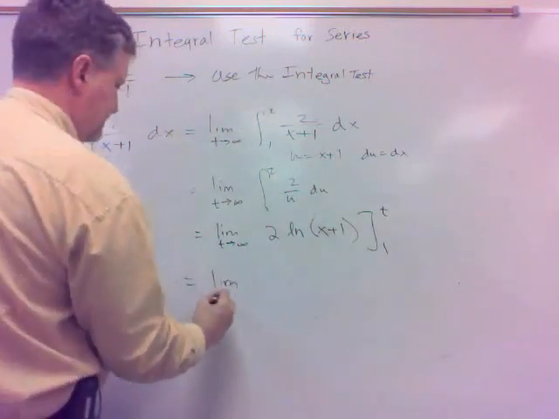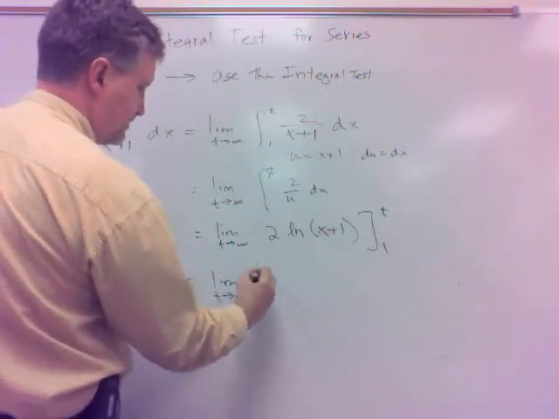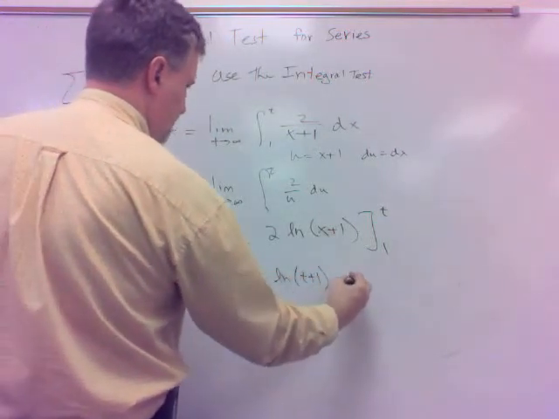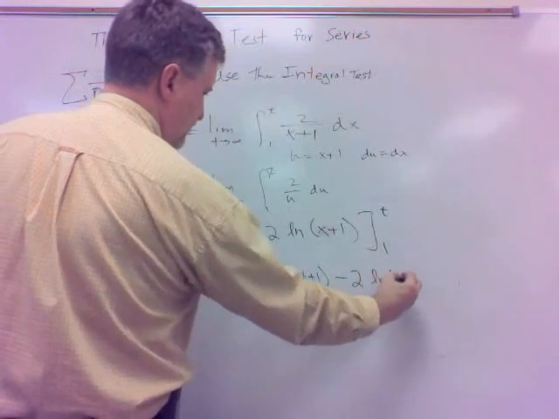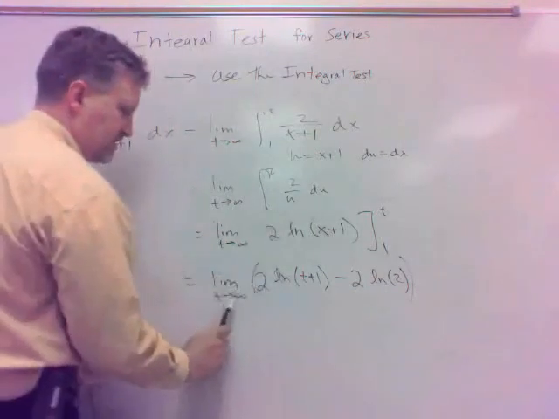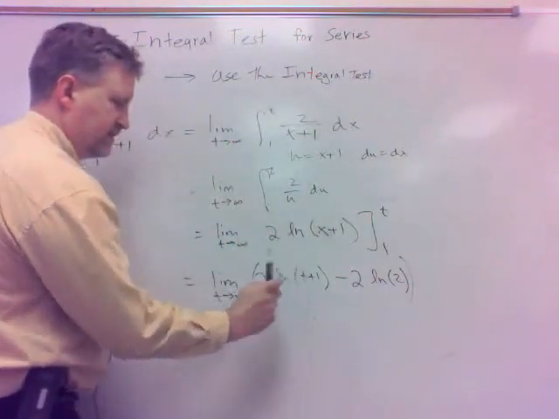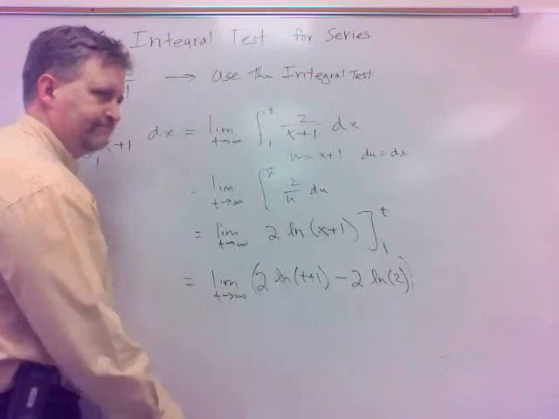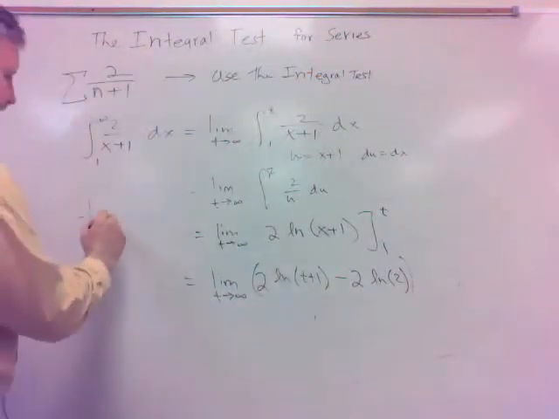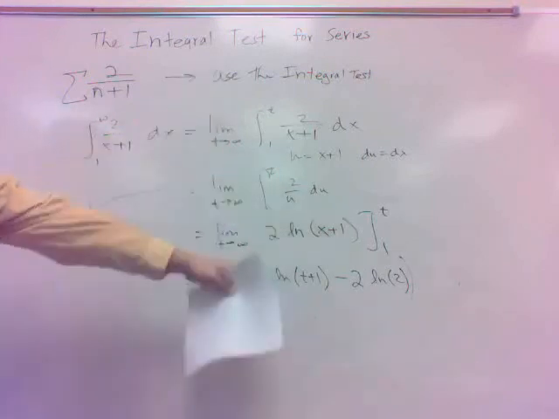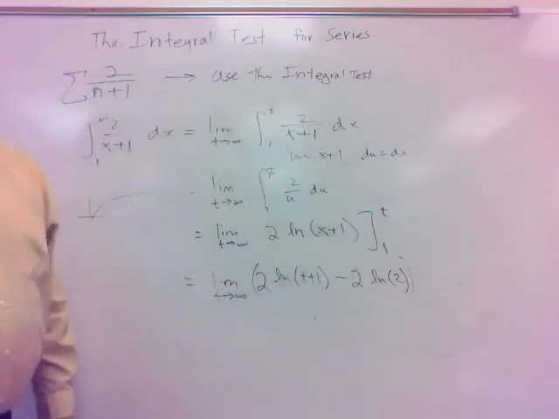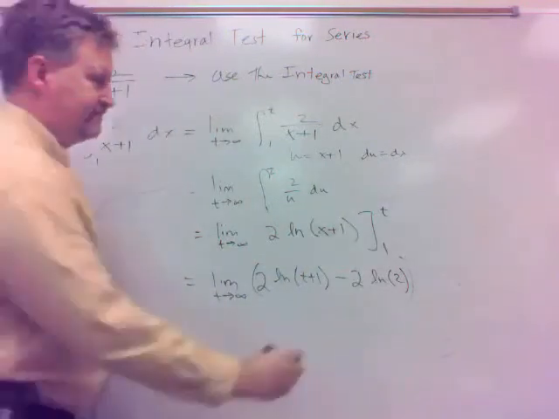All right, so plug that in. You got limit t goes to infinity, 2 ln of t plus 1 minus 2 ln of 2. Well, I'm seeing this as a lot like that other one, isn't it? What does happen as t goes to infinity? What happens to infinity plus 1? What happens to the ln? Ln of infinity? Still infinity, isn't it? Because the ln graph keeps rising. So ln of infinity is still infinity. Okay, so that's infinity minus a number. It's infinity, isn't it?